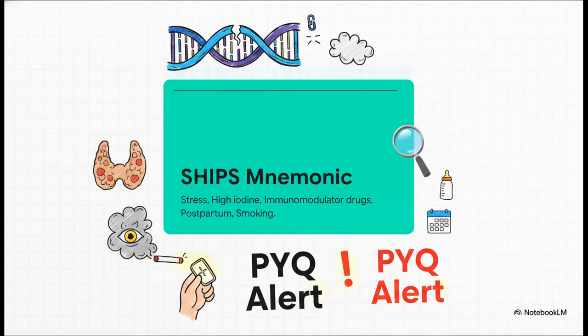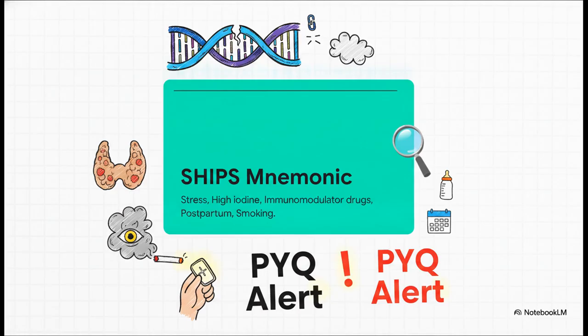Now, you might be wondering what causes it. Graves' definitely has a strong genetic component. There's actually a 20 to 30% concordance in monozygotic twins, but it also kind of needs an environmental trigger to set it off. And this brings us to a fantastic mnemonic, SHIPS. This stands for stress, high iodine, immunomodulator drugs, postpartum, and smoking.